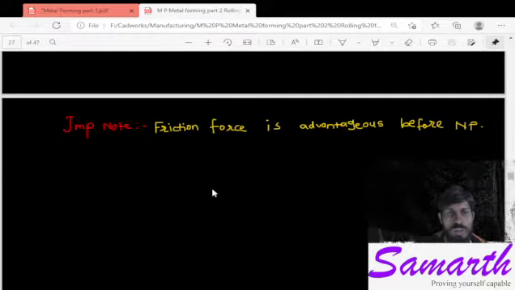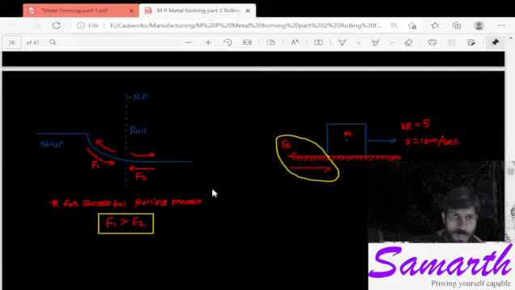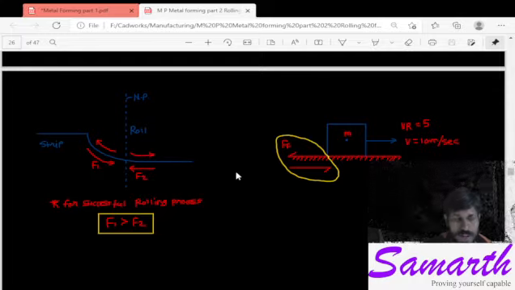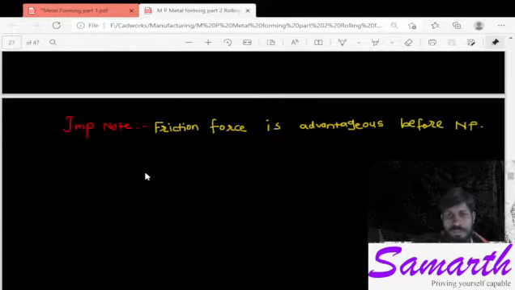Important note: the friction force is advantageous before the neutral plane. This F1 force is advantageous because it is moving the plate towards the right side of this screen, whereas this F2 is opposing, so it is not advantageous. This is the force after the neutral plane.